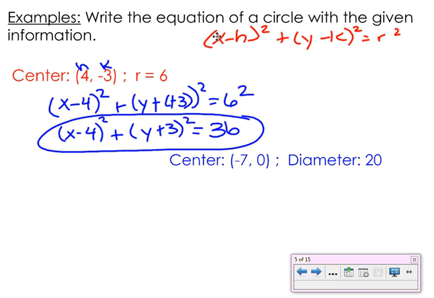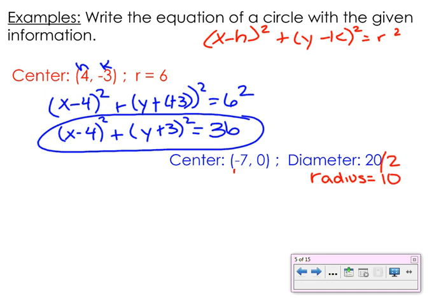For our second example, they give us a center point, but they give us the diameter. Now remember, the diameter is twice our radius, so I have to first divide my diameter by 2 to get my radius to be 10. Now I'm just going to label the rest of my pieces.